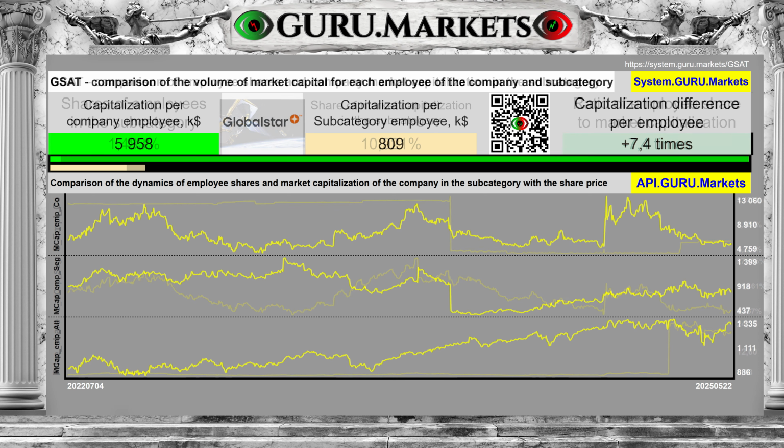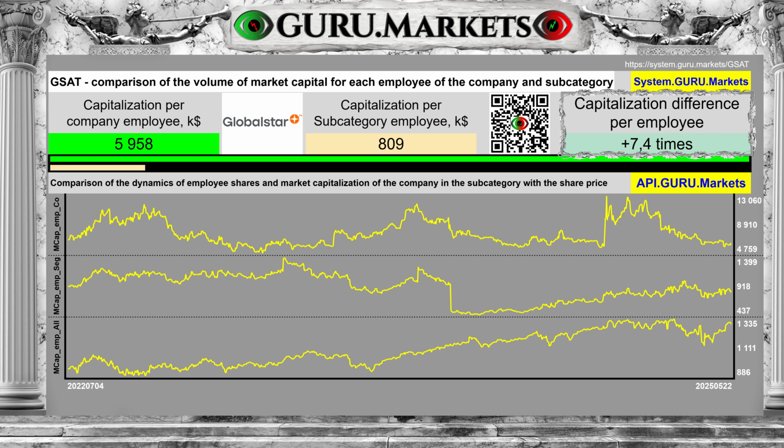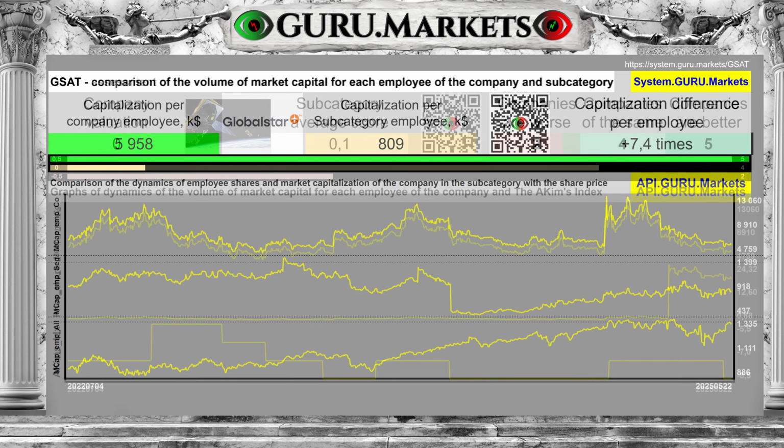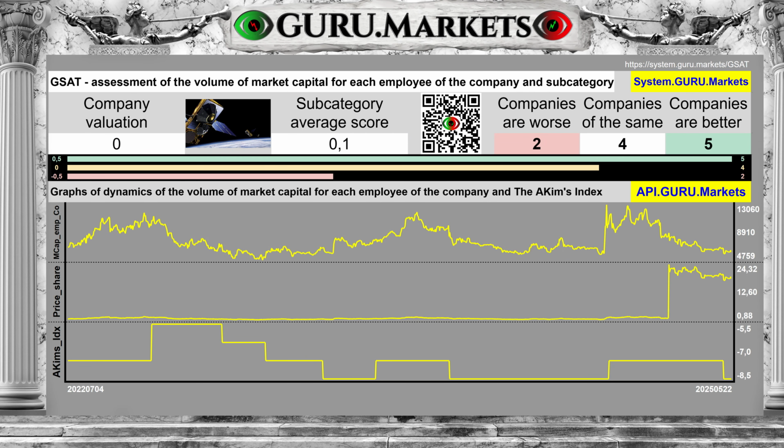The amount of capital per employee of the company is equal to $5,958,000, while for the subcategory it is $809,000. The difference between the subcategory average and the company's performance is 636.5%. Evaluation of the company's capital per employee in comparison with the indicators of companies in the subcategory, passable, 0 points.